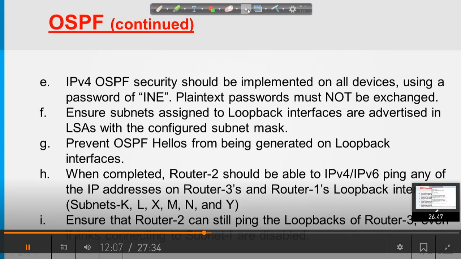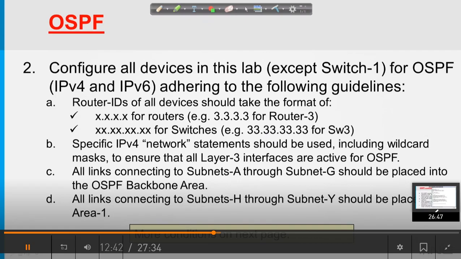And lastly, ensure that router 2 can still ping the loopbacks of router 3, even if links connecting to subnet, it's got to be I, subnet I, are disabled. Okay, so we'll get back to I here, but the first A through H objectives are pretty clear. Really, the only thing that we're doing sort of out of the ordinary is that network point-to-point on the loopbacks, and then we're implementing OSPF authentication. Okay, so let's go ahead and start working up our configurations for this.